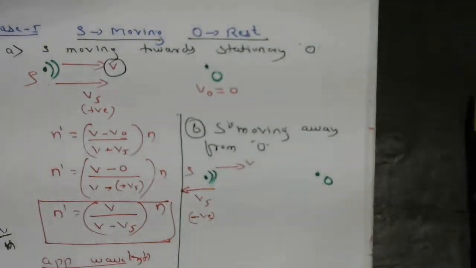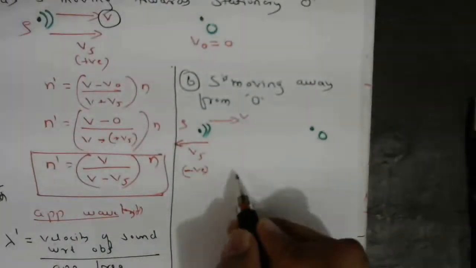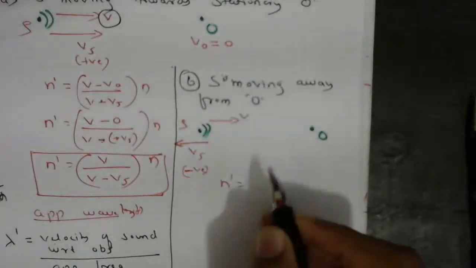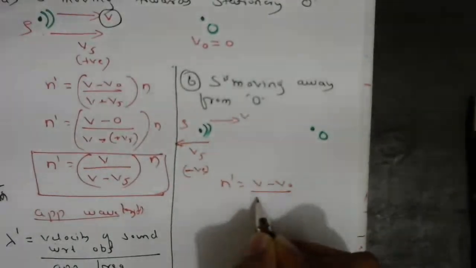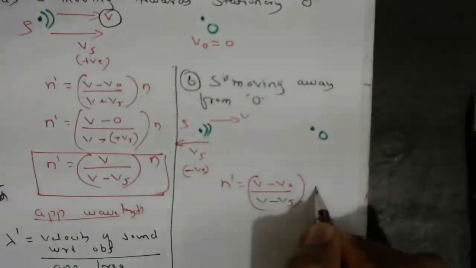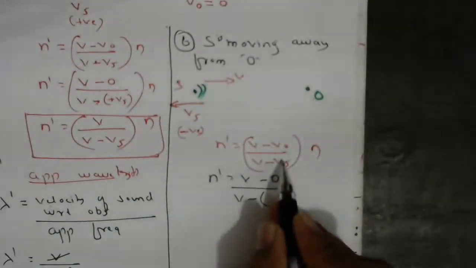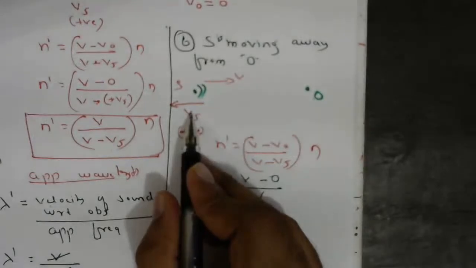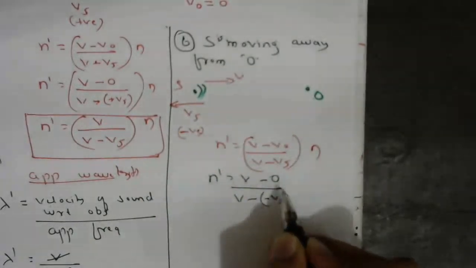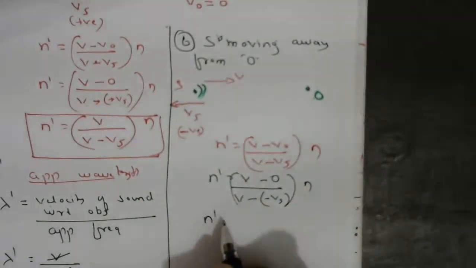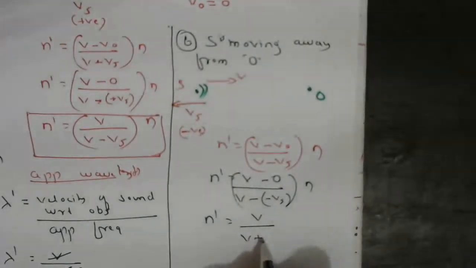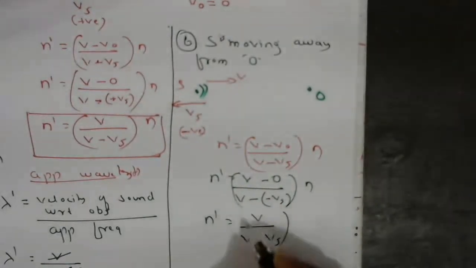Negative, we will take negative. We know that n dash is equal to (v minus v naught) upon (v minus vs) into n. Here, v minus 0 upon v minus, keep as it is, and this vs what you have to take here? Minus, we have to take minus vs into n. n dash is equal to v upon v plus vs into n.